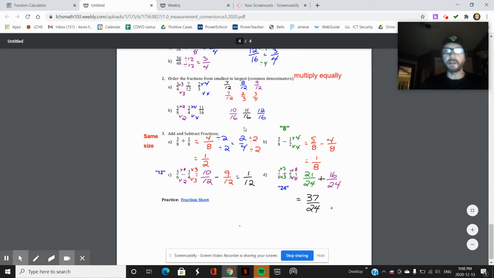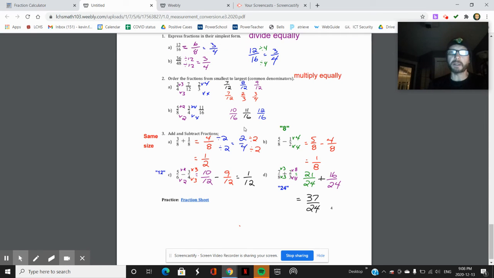Question two, how do you compare things? You compare things by making them a common denominator, because that means you have common sizes. And how do you make things equal? In question A, we divided both the top and bottom by common numbers. But in questions 2 and 3, when we're adding, subtracting, or comparing, we can multiply tops and bottoms. We can multiply numerators and denominators by the same thing.